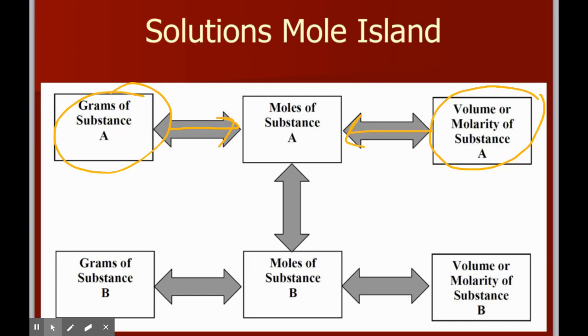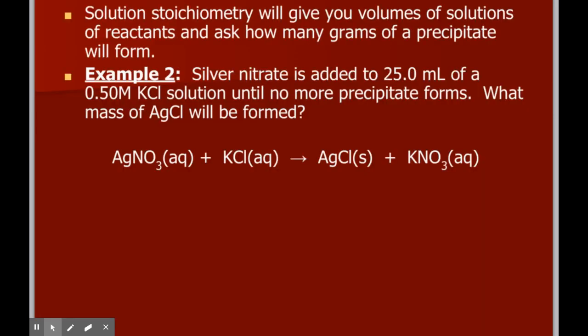So in order to convert from volume to moles, we need to use our molarity. And then this is the same thing when we have a chemical reaction. We're going to go from moles of substance A to moles of substance B using the mole ratio that you'll get from the chemical equation. And then once you have moles of substance B, you can either convert to grams of substance B or volume of a solution of substance B.